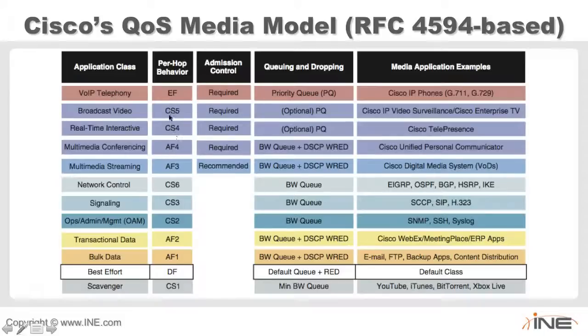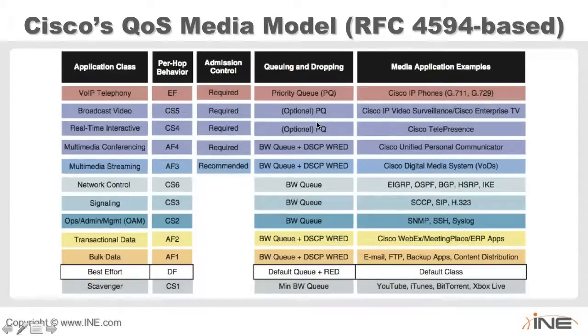So call admission control is required for all 3 types of video, except when we get down to the 4th, multimedia streaming for media systems. It's recommended, but it's not required. For telepresence, we typically want to give this priority queue. Okay, so we might even have 3 priority queues. Again, each one is going to be serviced until it's empty, and then it'll move on to the next priority queue, serviced until it's empty, moved on to the next priority queue, serviced until it's empty, and then we'll get to the rest of the traffic.